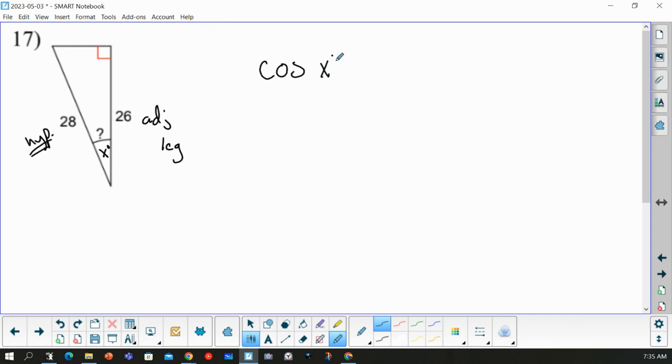So the cosine of our angle equals the adjacent over the hypotenuse. And since you have these powerful little computers called calculators, we're going to let our calculator do all the work for us by just doing the inverse cosine of this number right here. So I'm going to do inverse cosine of 26 divided by 28. Okay, inverse cosine of this number right here. So this is what we're going to plug in on our calculator, and it's going to give us the measurement of that angle that we're trying to find.